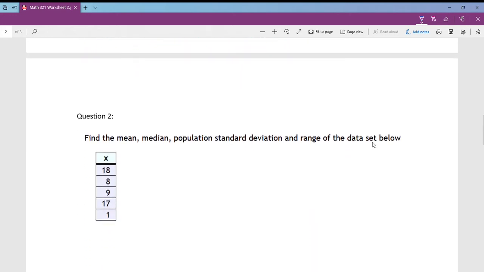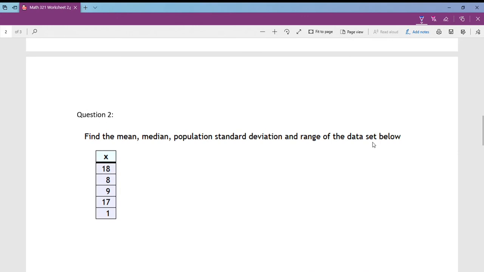Let's look at question number 2 now, the good stuff. Find the mean, median, population standard deviation, and range of the data set below. Let's calculate the mean. And we're considering this a population, so I'll use a different symbol. For the mean, we'll use the symbol mu. This is for the population.